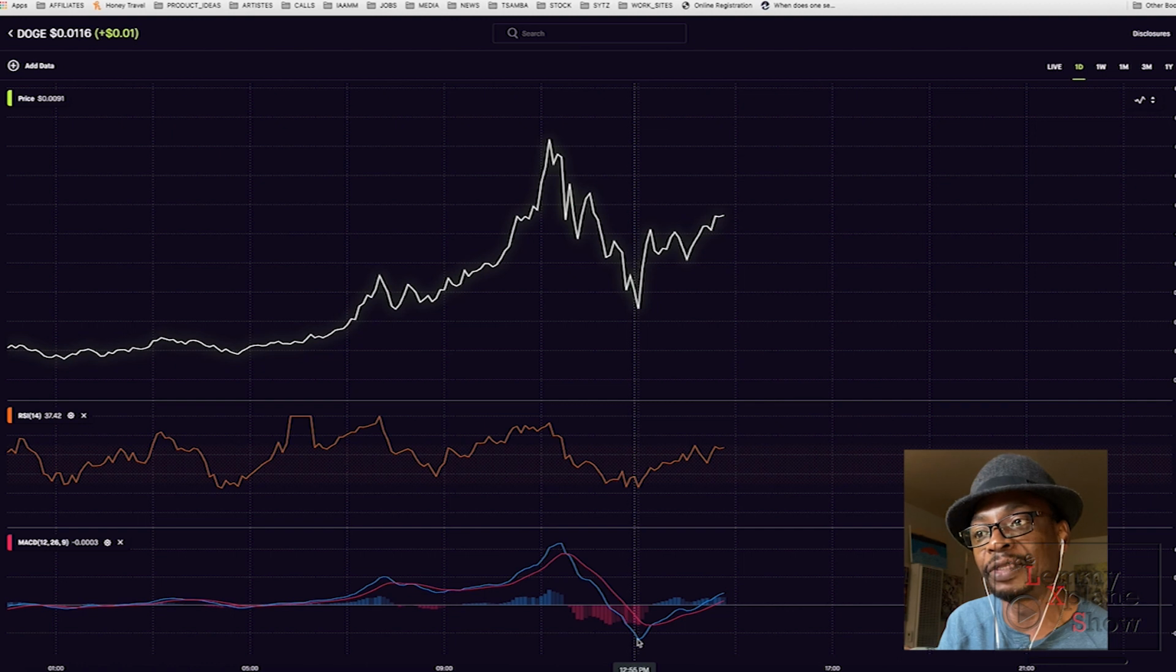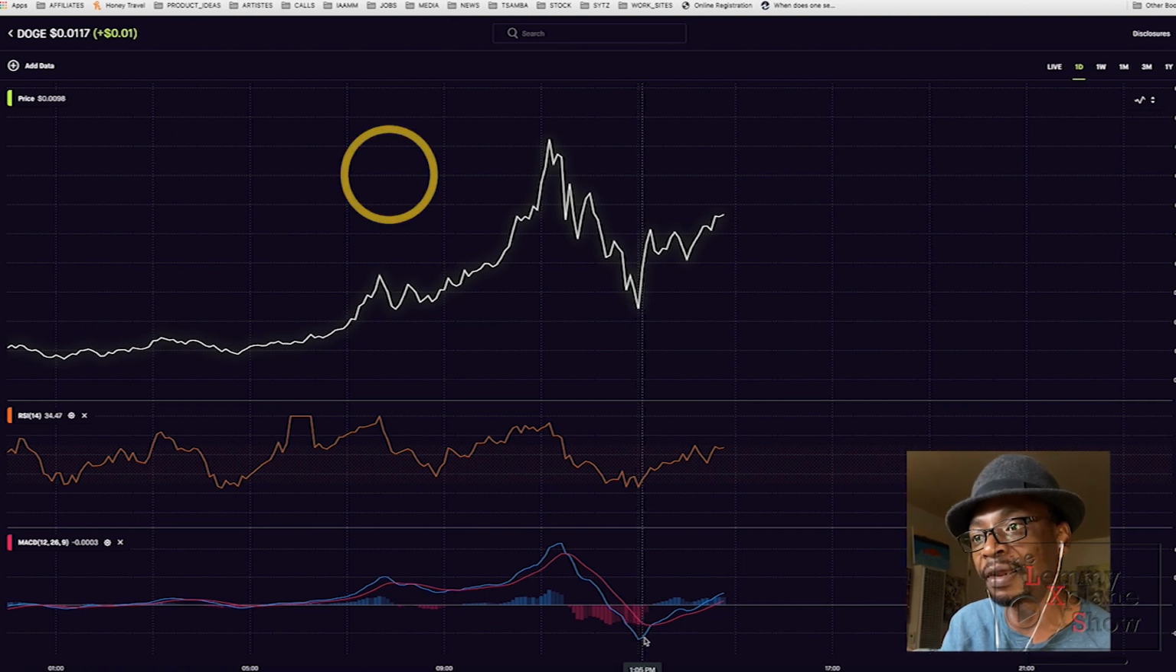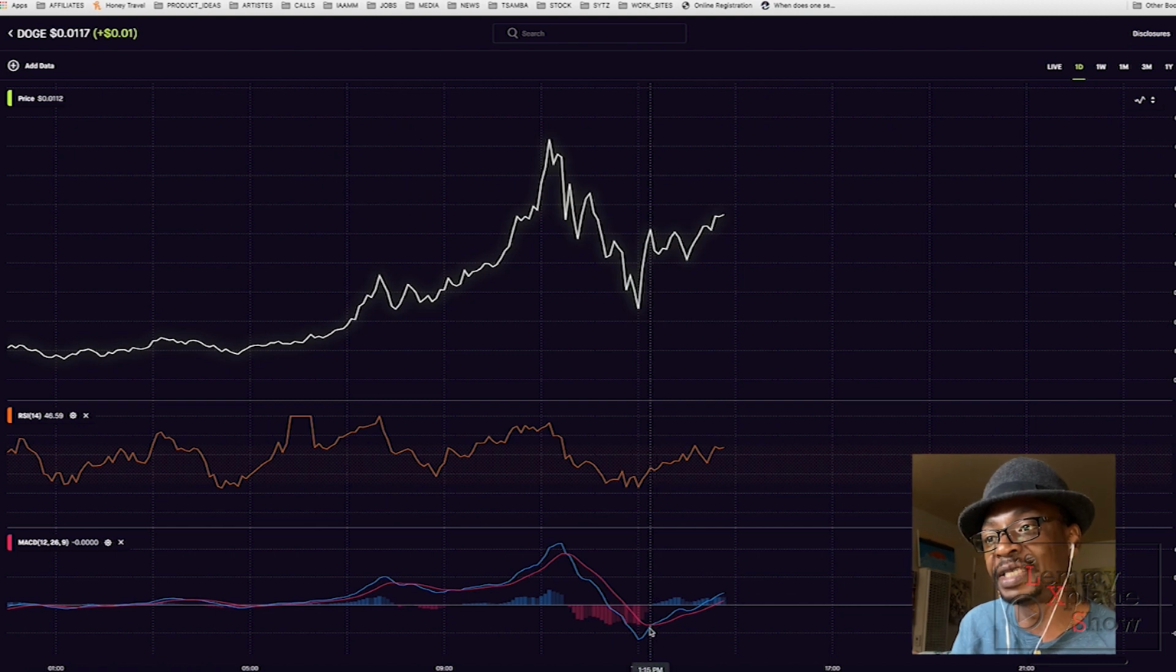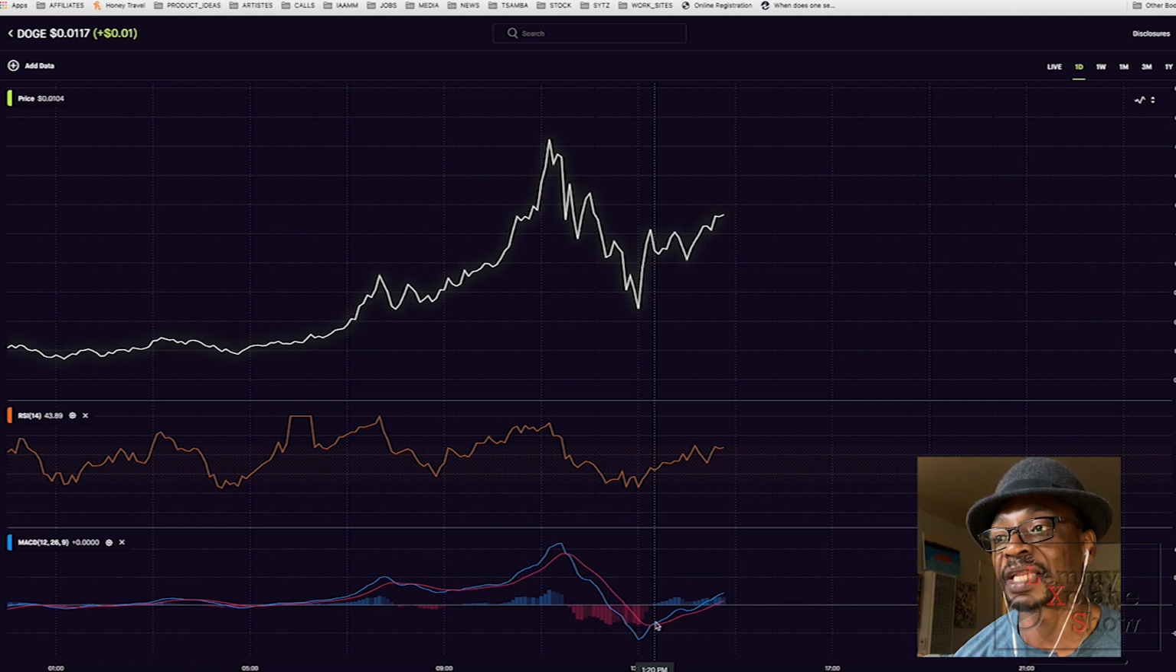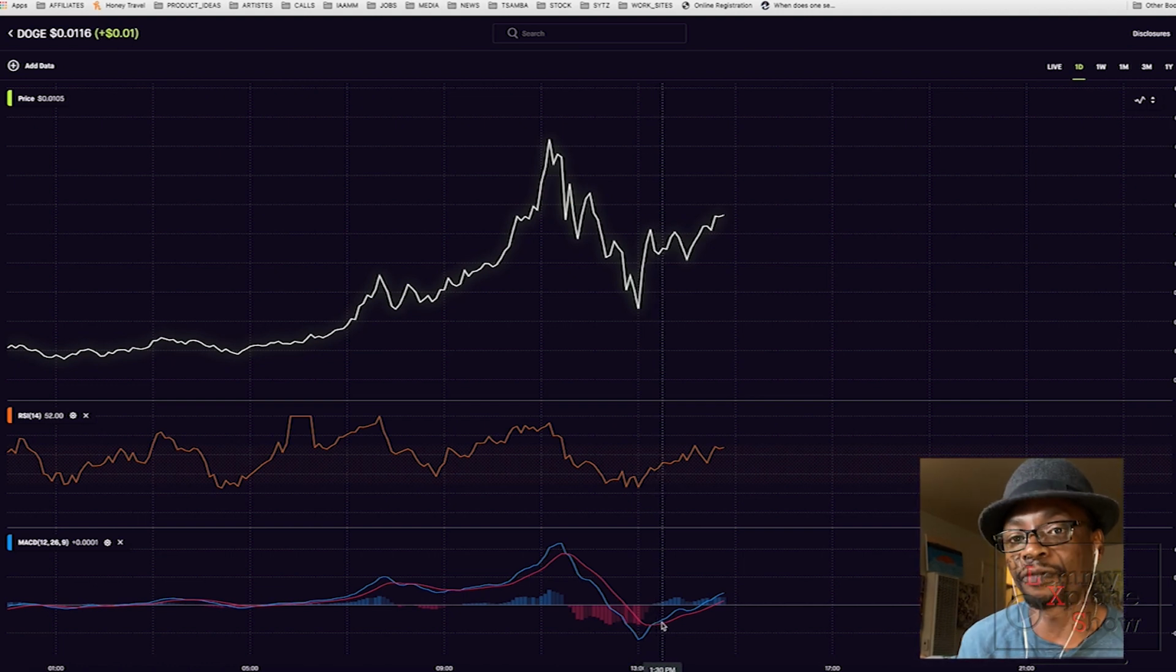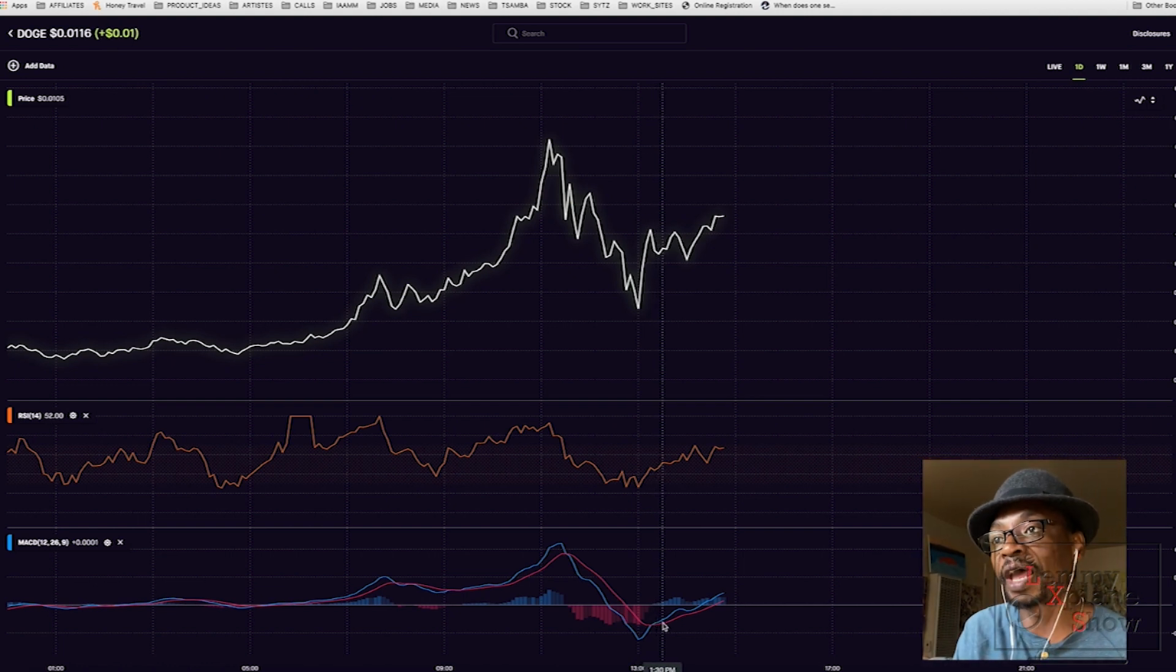And I don't buy when it's still here. I don't buy when it's there. The crossover for me is a signal. It's not a confirmation. I would like to wait for the line to actually go over the red line. And for me, that's a confirmation. That's when I buy into it.